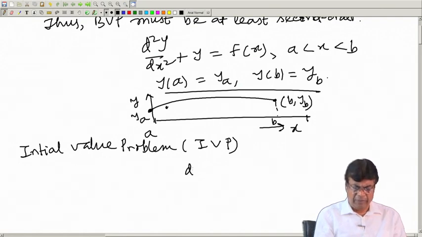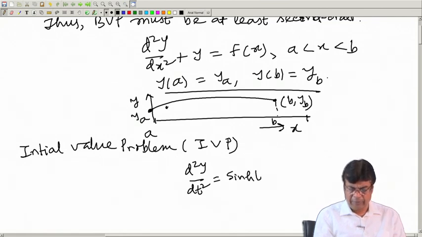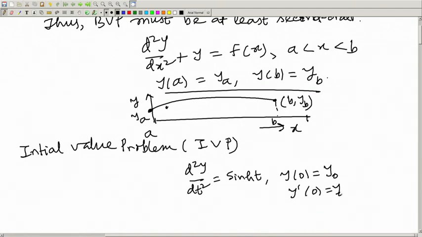So, for example, d2y, normally this will be of time derivative, equal to sine hyperbolic t. All the conditions, say y(0) is given to be some value, and y dash 0 is given as some other condition. So, two conditions are prescribed: one is the function value at t equal to 0, and the other is the function derivative at t equal to 0. Let us call these y0 and y dash 0.